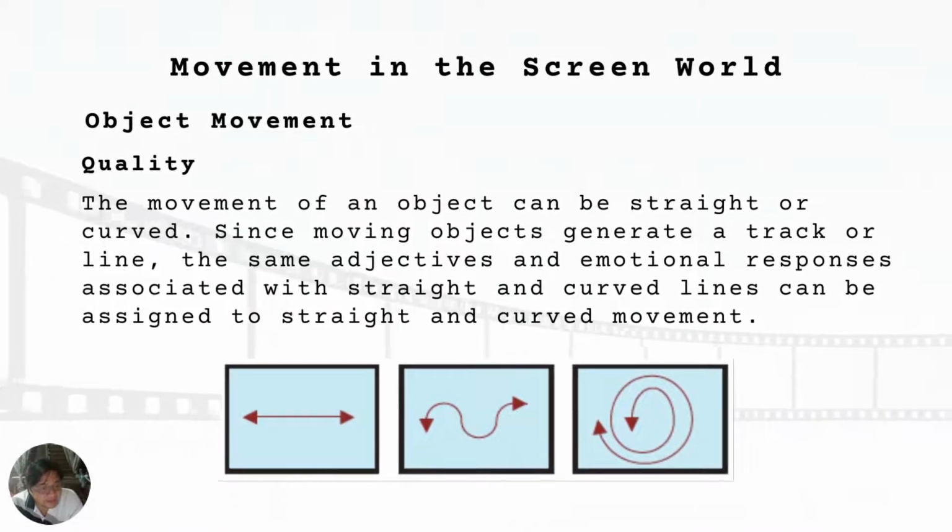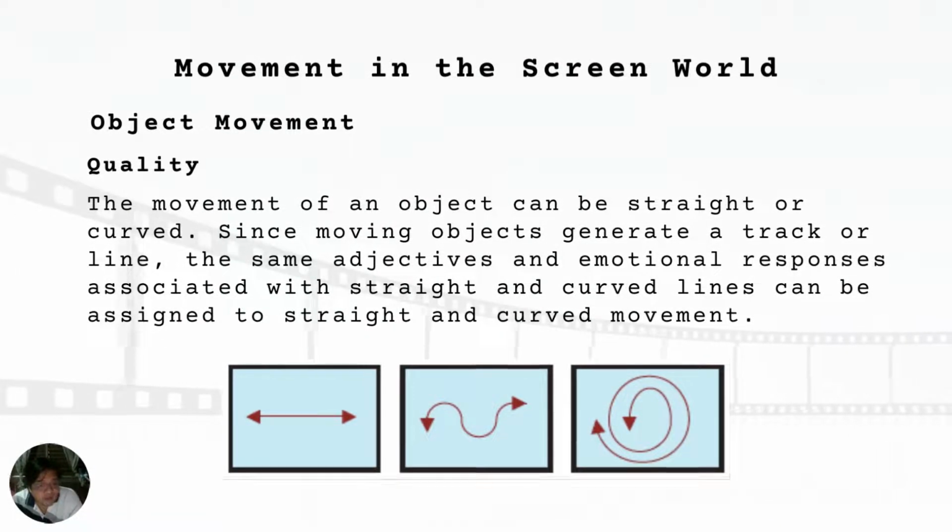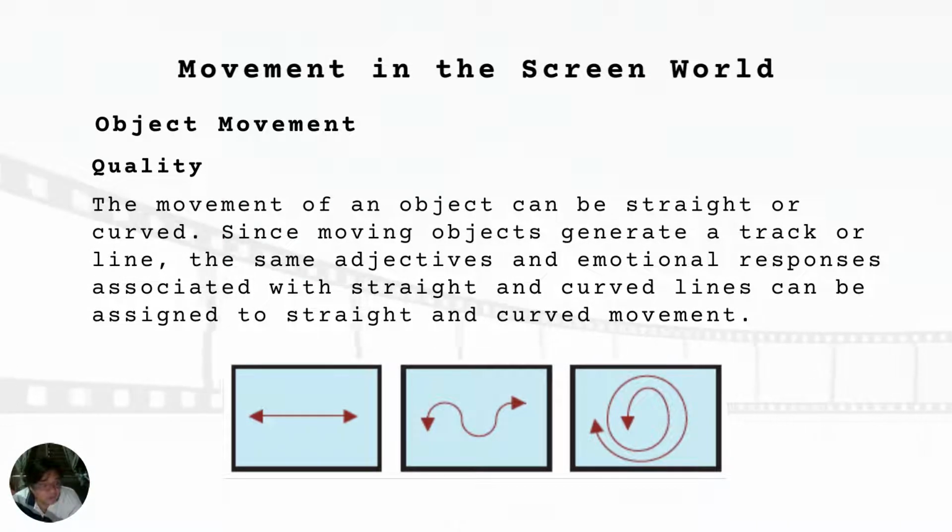Now, when you talk about quality, the movement of the object can be straight or curved. Since moving objects generate a track or a line, the same adjectives or emotional responses associated with straight lines and curved lines can be assigned to straight and curved movement.